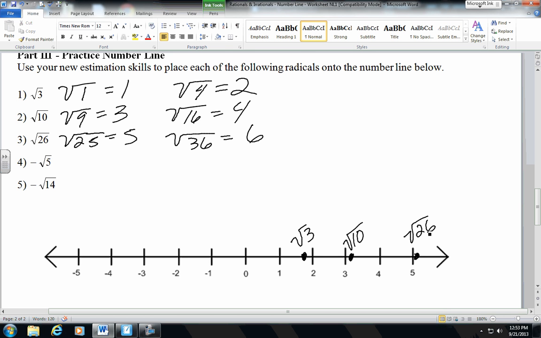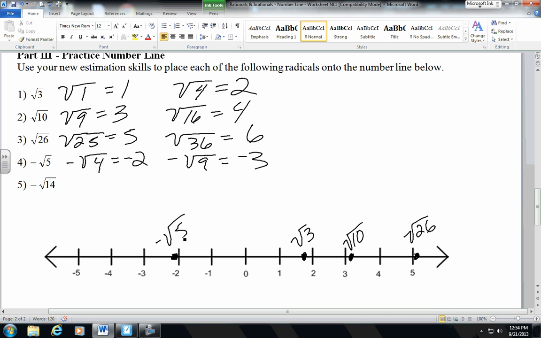Now I got the negatives again. Negative square root of 4 equals negative 2. Negative square root of 9 equals negative 3. So in between negative 2 and negative 3, and it should be closer to the negative 2. Again, because the 5 is closer to the 4 than it is the 9. And then negative square root of 5.